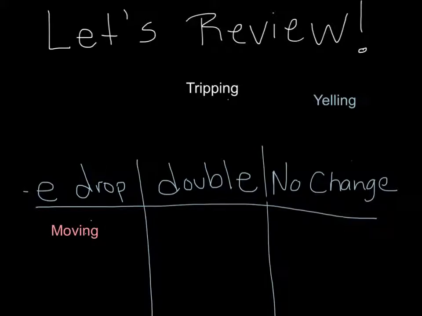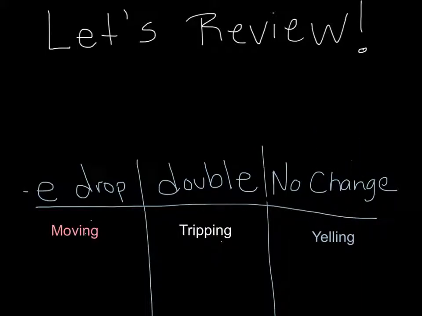Now think about tripping. Think about the base word of tripping. Did it drop an E? Did it double a consonant? Or did it have no change? That's right, it doubled the consonant. And yelling. Do you think it dropped an E? Did it double a consonant? Or did it have no change? Remember to think about the base word. That's right, no change. Great job.